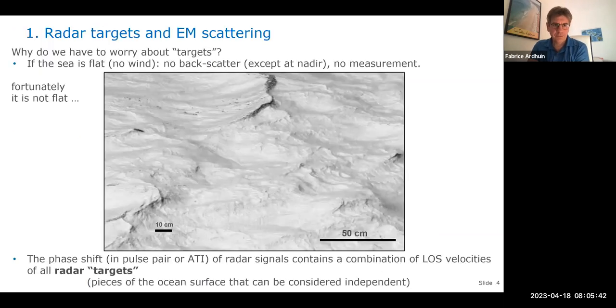All right. So we have to think about the targets of the ocean and what is making the signal. Basically, if the sea is flat, there's no wind, there's no backscatter, so there's no measurement. But fortunately the sea is not flat, we get these kinds of ocean features. And what we find is that the measurement of the phase shift that you get in radar echoes is the same physical measurement, whether using a pulse pair measurement or an ATI measurement, so interferometric SAR.